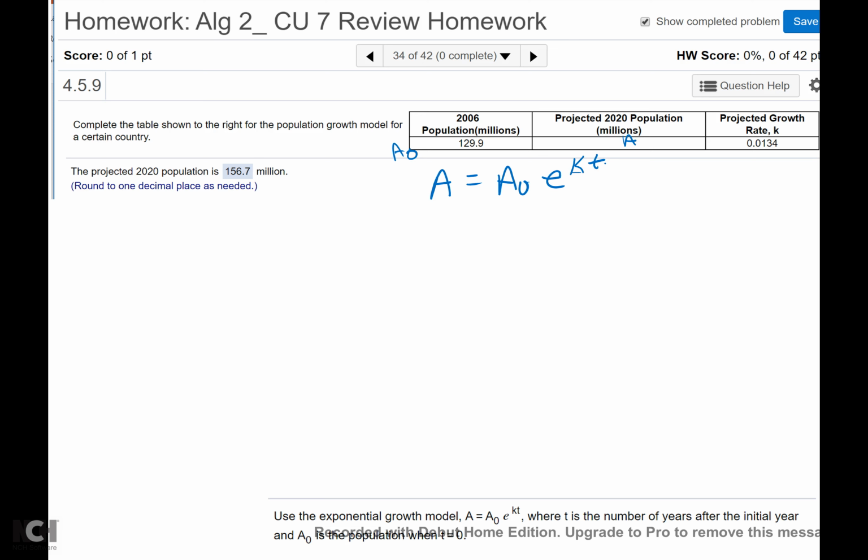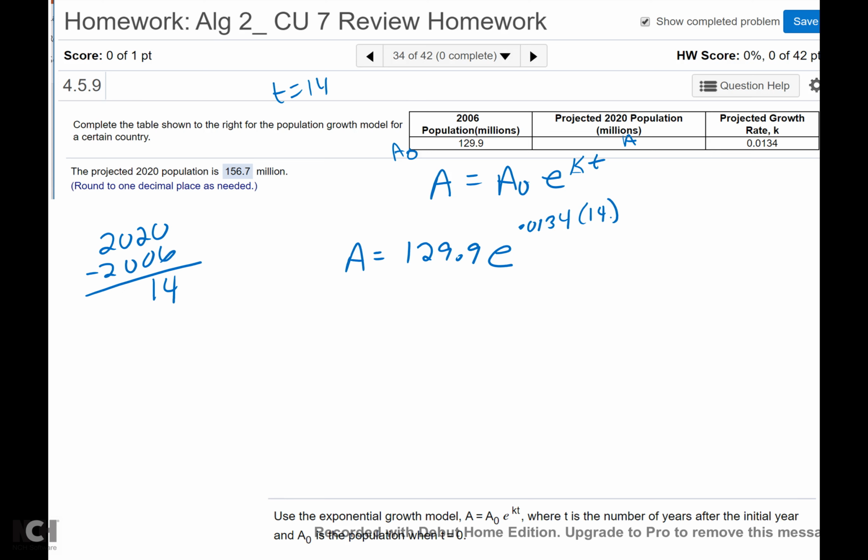And we need a time. Well, let's see. Time starts at 2006, right? And so if we're doing 2020, that's how many years past 2006? 14 years. So T would be 14. So if I plug all that in, I don't know A. The initial amount was 129.9. E, so my growth rate is 0.0134 times T, which is 14.